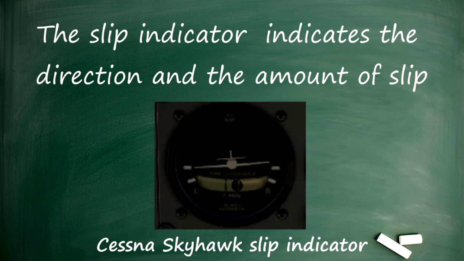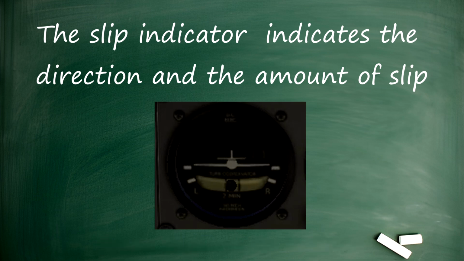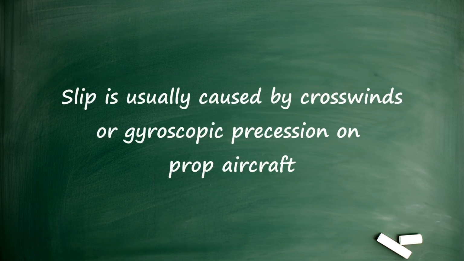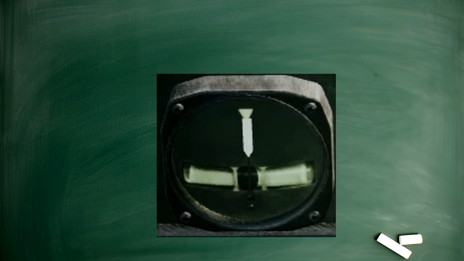As the name implies, the slip indicator's job is to indicate how badly and towards what direction you're yawing or slipping. Slip is usually the result of wind or gyroscopic precession on propeller aircraft. The slip indicator by itself is quite useful. However, you will often see it paired with a roll indicator forming a turn coordinator.